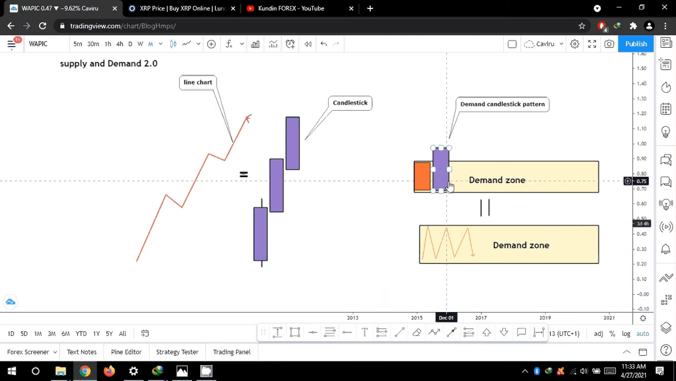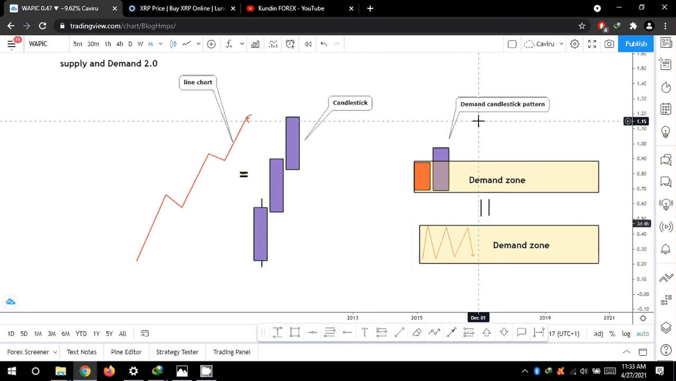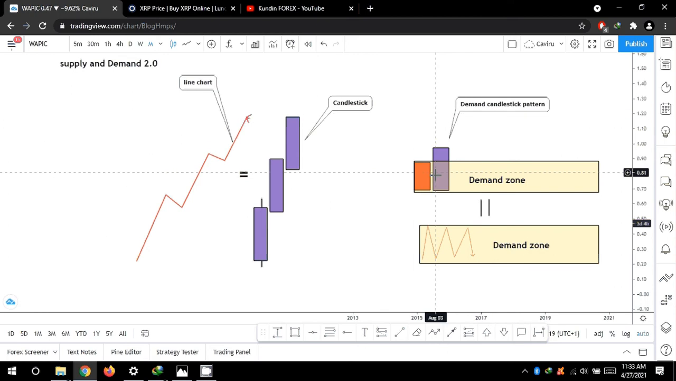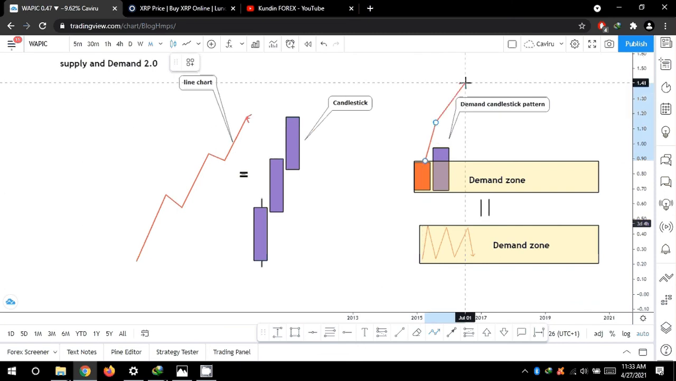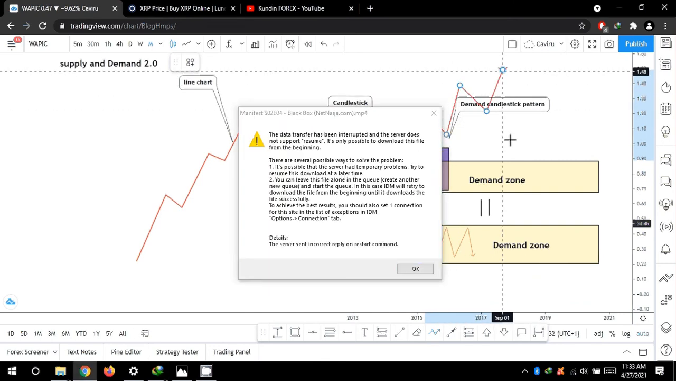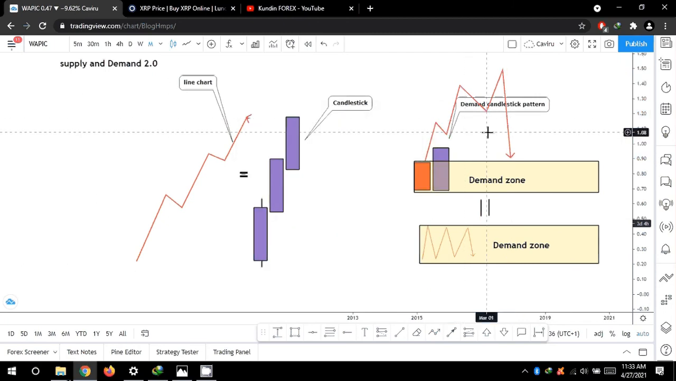The engulfing candle, we call it the demand candlestick pattern. It is an engulfing candle, which most of the time will happen like this when the market is going up, something like this. Now let's say this is what you'll be expecting to see in the market. So whenever the market comes back down here, that's when you'll be looking to buy. Why? Because it's coming down to retest our demand level.